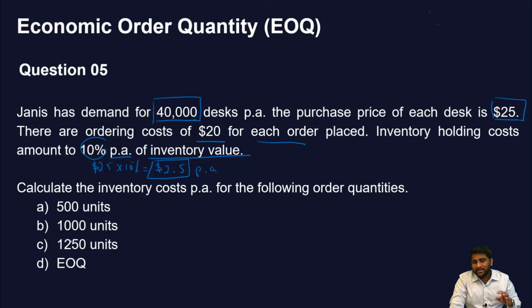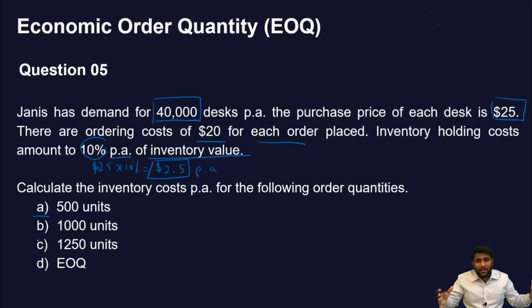opinions. Okay, let's assume like that. Manager A is telling: okay, 40,000 tables that you want, don't order 40,000 at once. Why? If you order the entire 40,000 at once, you have to keep that in your warehouse, so your holding cost will be higher. Why is that?